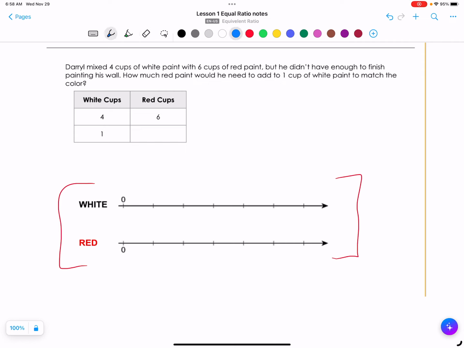I'm going to use a blue color. Now this is what I know right here. 4 cups of white. So I'm going to go 1, 2, 3, 4. So I'm going to erase that, and I'm going to start where that 4 is. So that's 4 cups of white. Oops, hang on. We'll put a 4C here. And then the red is 6 cups. Okay, so all I did is fill in this part right here, what I know.